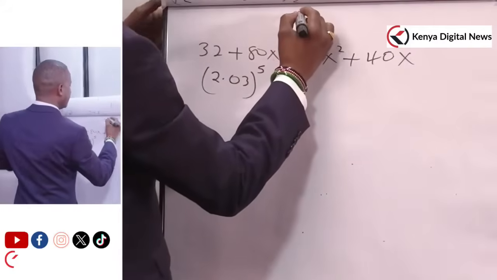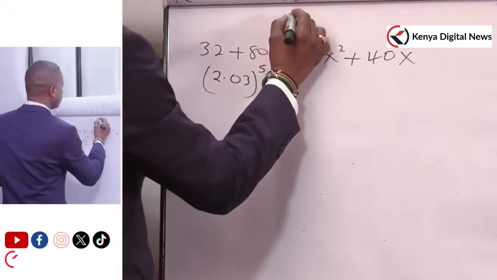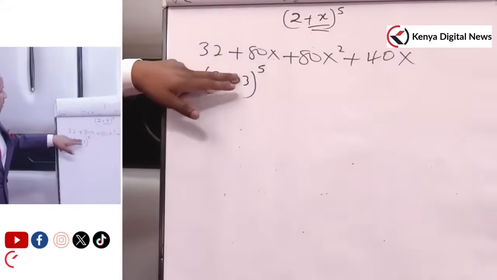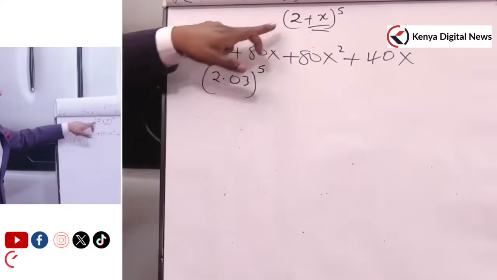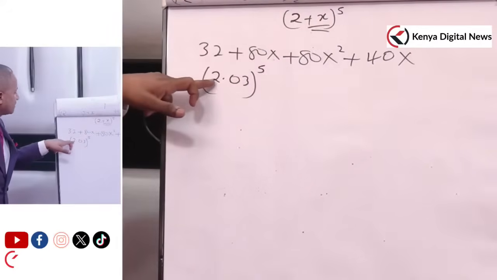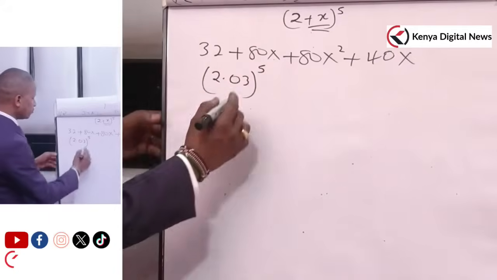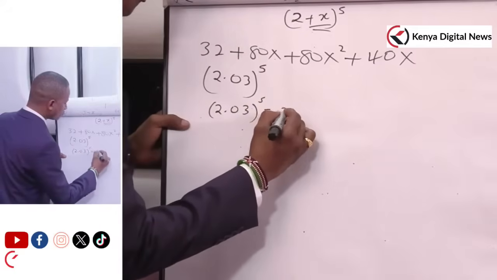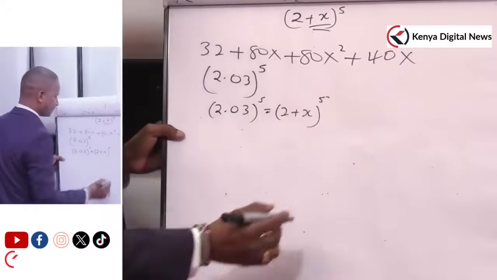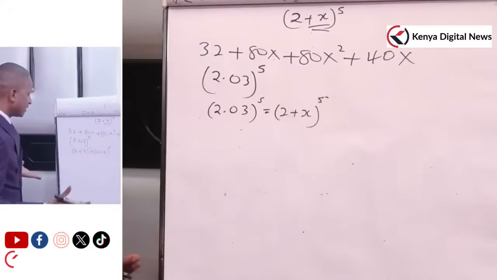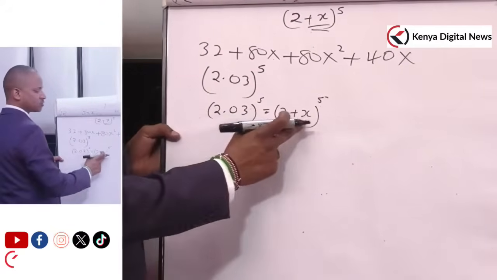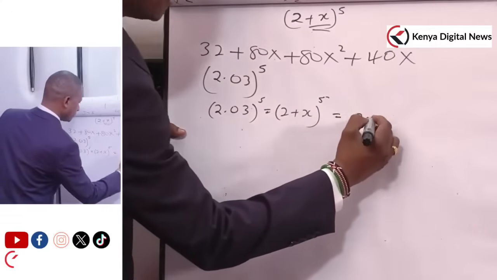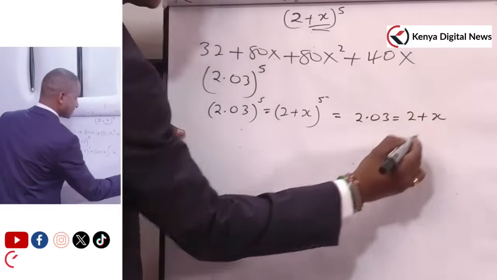Remember, our initial equation was 2 plus x raised to power 5. So we want to find the value of x, because 2 plus x raised to power 5 is equal to 2.03 raised to power 5. Because these are equal, and the powers are also the same, what is inside here is equal to what is inside here. So therefore, 2.03 equals 2 plus x.